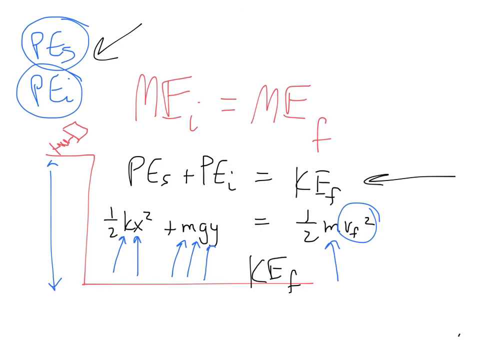But I'll tell you this much. When an object is loaded in a spring, it's never going to have kinetic energy because it's not moving. It's at rest. And then it's launched. So whenever you have 1/2 kx squared, you're not going to have KE on that side. All right?